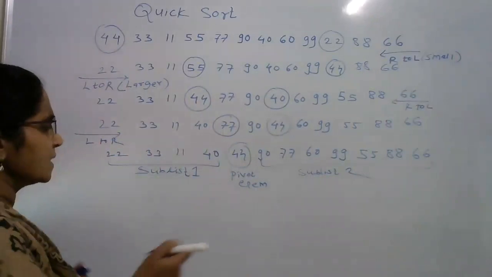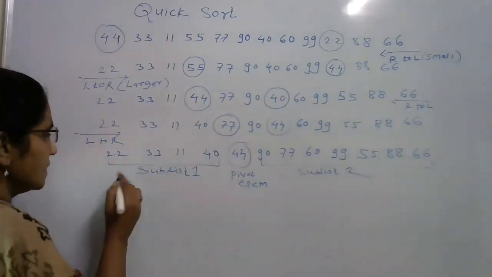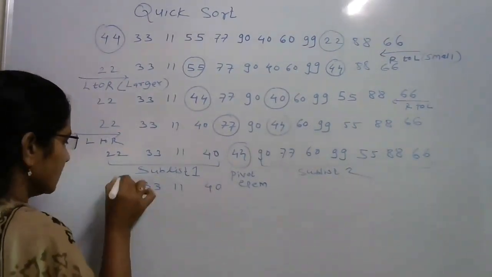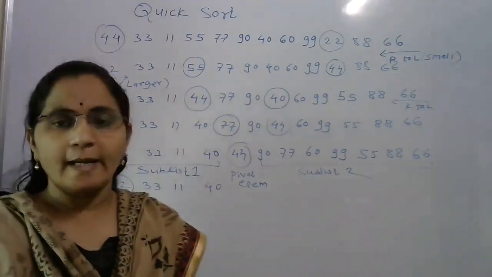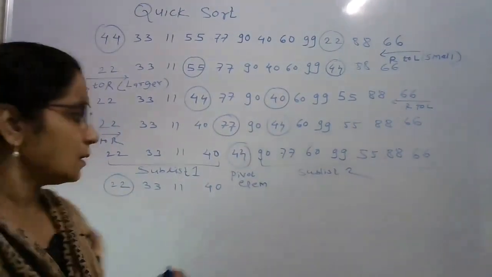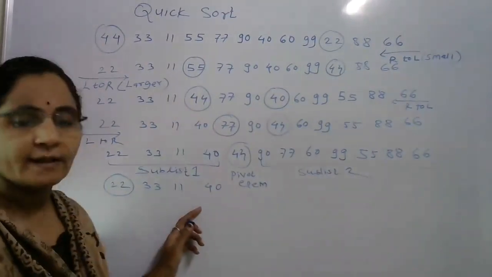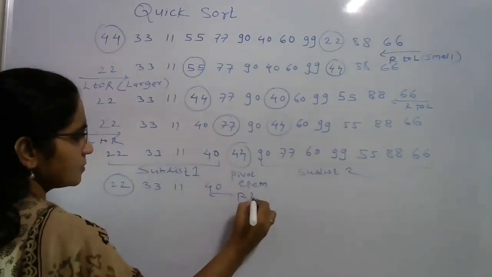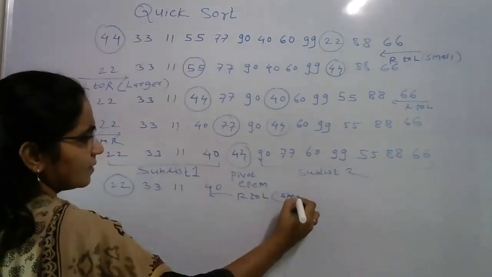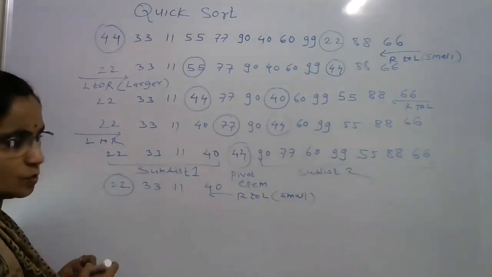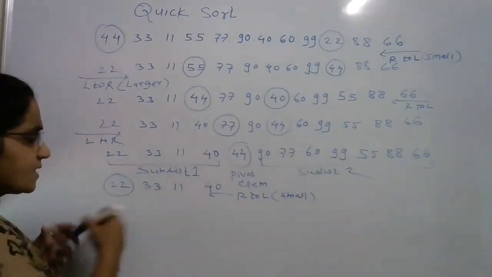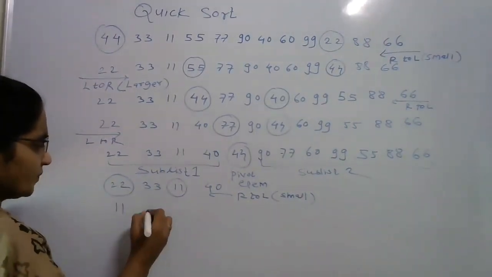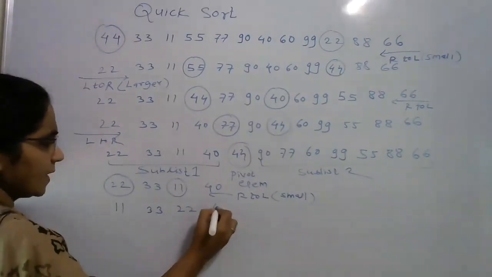So, first of all, we solve the first list. Okay, so 22, 33, 11, and then 40. The first element is 22. And at the end of this pass, the 22 element has its final position in the sorted list. So you start from right to left and stop at the element smaller than 22. So 40 is a greater element, 11 is a smaller element. Now you exchange both the 11 and 22. So 11, then this is 33, 22, and then 40.